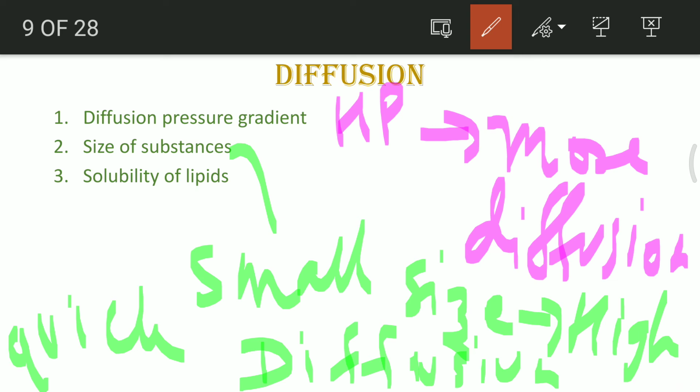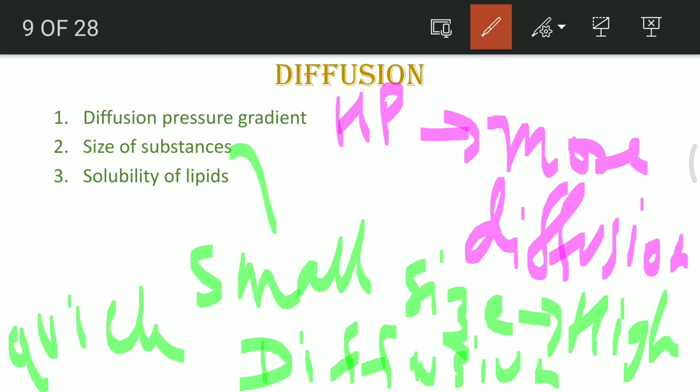Last one is solubility of substances. Again, the substances which are soluble in lipids, for them only we can expect that the movement will be much faster, because the cell membrane is made up of a lipid bilayer, so lipid-soluble substances will move much faster as compared to water-soluble substances inside a cell.